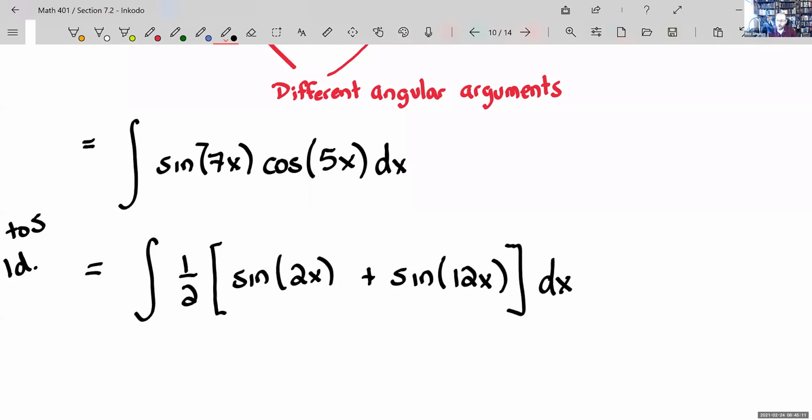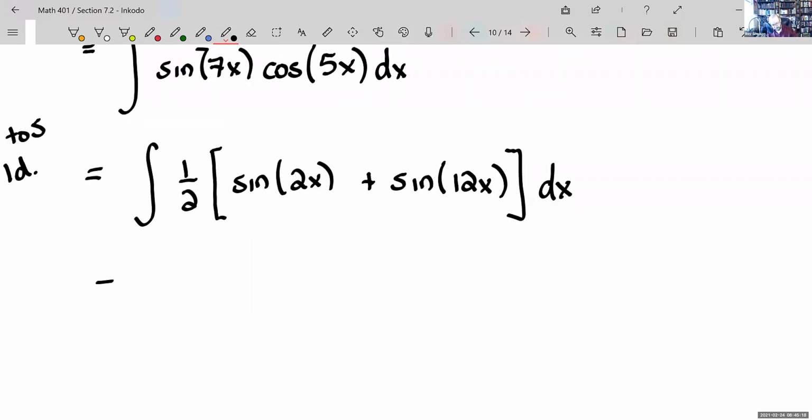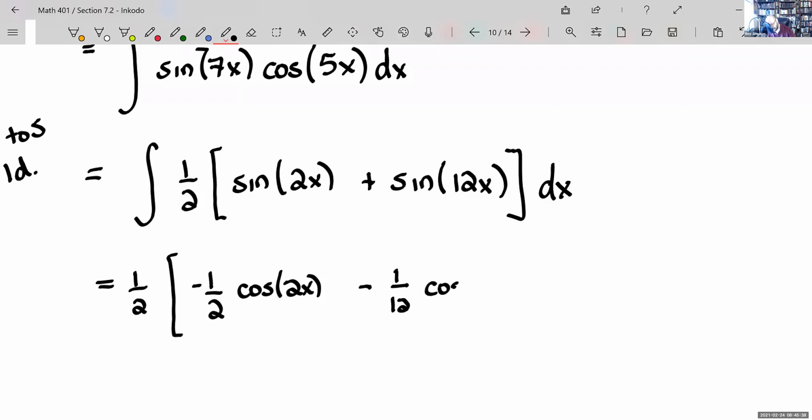And from this point forward, we go ahead and integrate, right? So this is 1/2. The antiderivative of sine of 2x is negative 1/2 cosine of 2x. And the antiderivative of sine of 12x is, again, negative 1/12 cosine of 12x. And remember, there's a plus c off the back end.